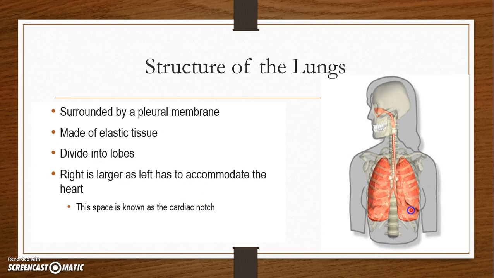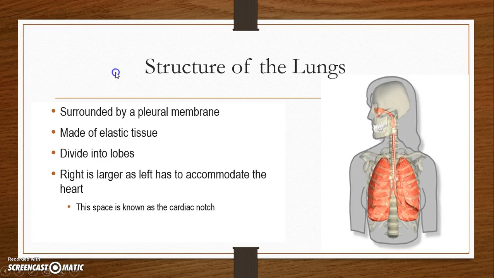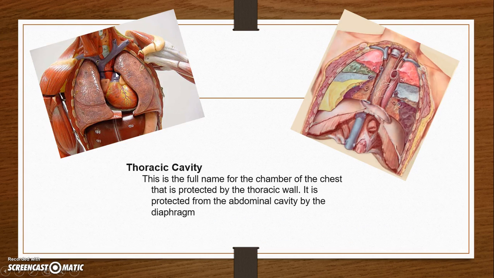So if you look by here on this left lung, it's reversed like the heart, by the way. If you look at this left lung, you can see that notch there. So if I go back to the previous slide, you can see this cardiac notch, which houses the heart, and you can see how the right lung is actually quite a bit bigger than the left lung.